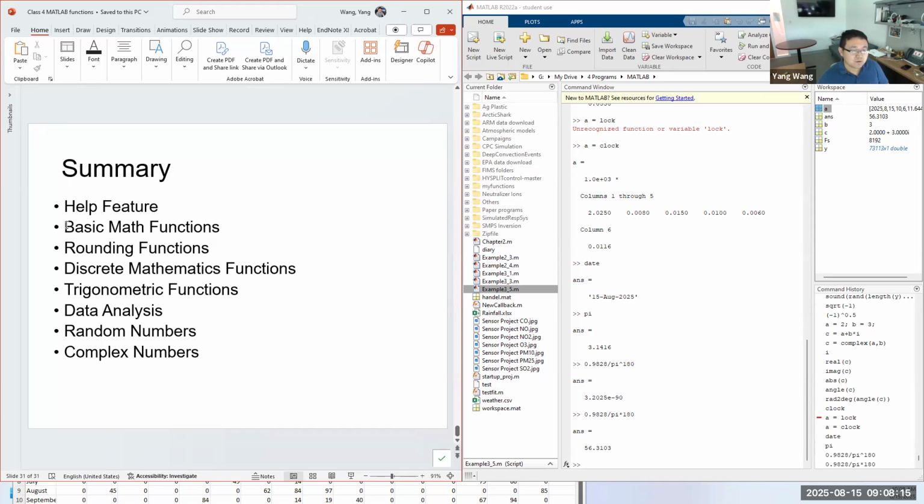So in this class, we covered these specific built-in functions: the basic math functions, the rounding functions, the discrete mathematics functions, the trigonometric functions, data analysis, right? So we did several examples of the rainfall, precipitation, and so on, random numbers, complex numbers, okay? So I think that's it. So next class, we're going to focus on how to manipulate or how to work with matrices. We'll also go through some examples. That's it for this class, and let me know if you have any questions.